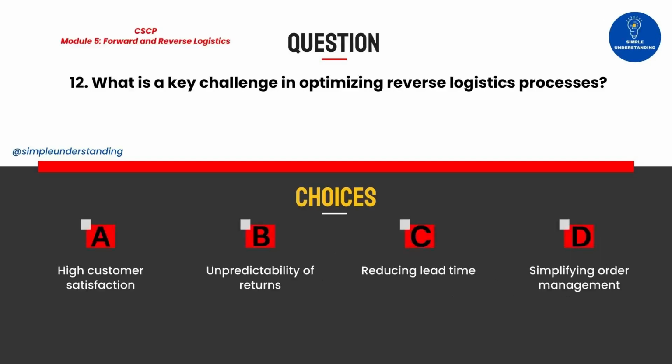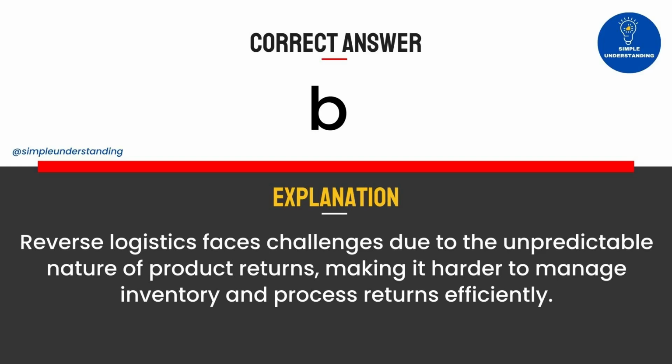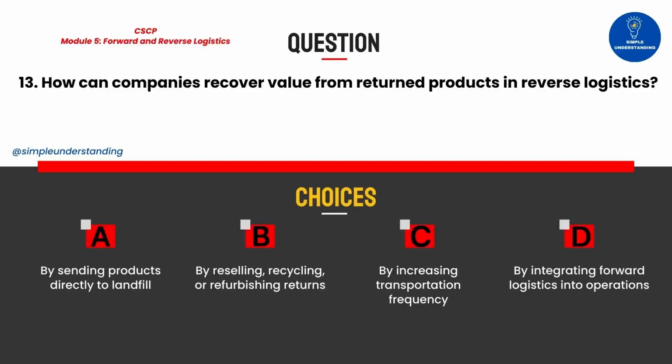12. What is a key challenge in optimizing reverse logistics processes? A. High customer satisfaction. B. Unpredictability of returns. C. Reducing lead time. D. Simplifying order management. Correct answer: B. Explanation: Reverse logistics faces challenges due to the unpredictable nature of product returns, making it harder to manage inventory and process returns efficiently.